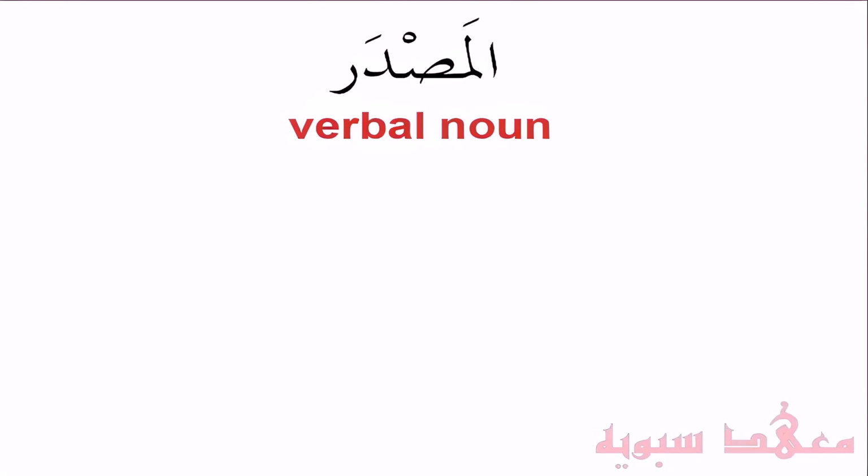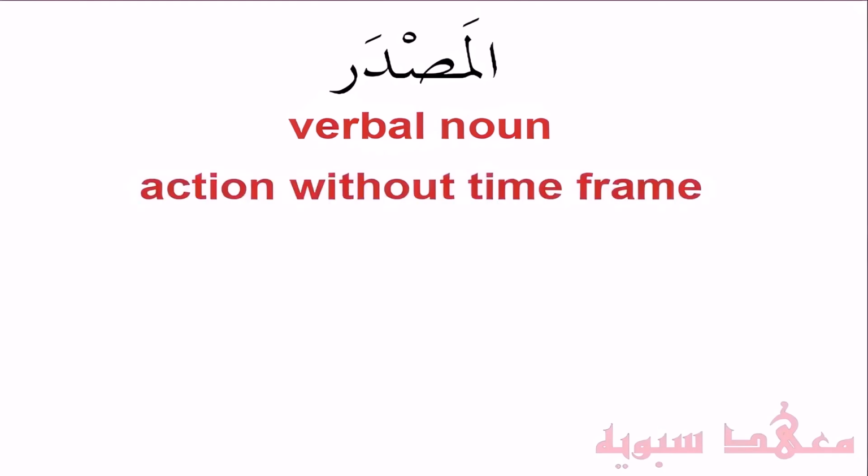In this lesson, we're going to be talking about the verbal noun, the masdar. A masdar is an action without a time frame. So for example, writing, eating, sleeping, all these are verbal nouns because they denote an action without a time frame. Now there is a relationship between the masdar and the verb. For example, sama is the past tense verb, which means he fasted, and the present tense is yasumu.